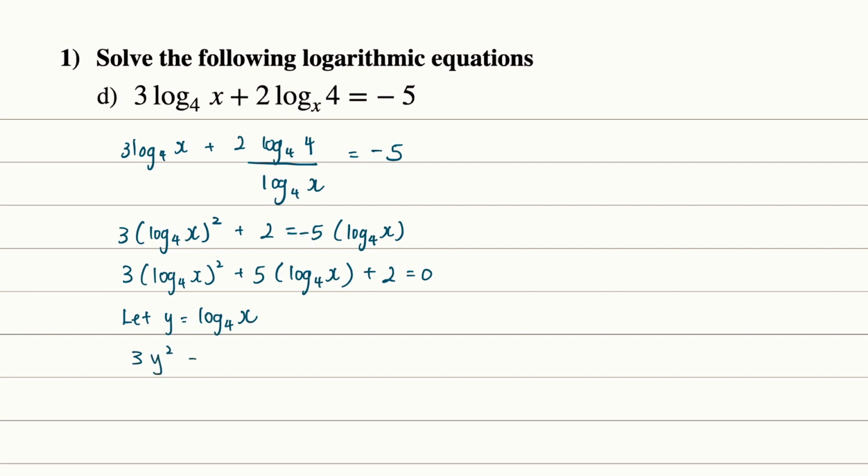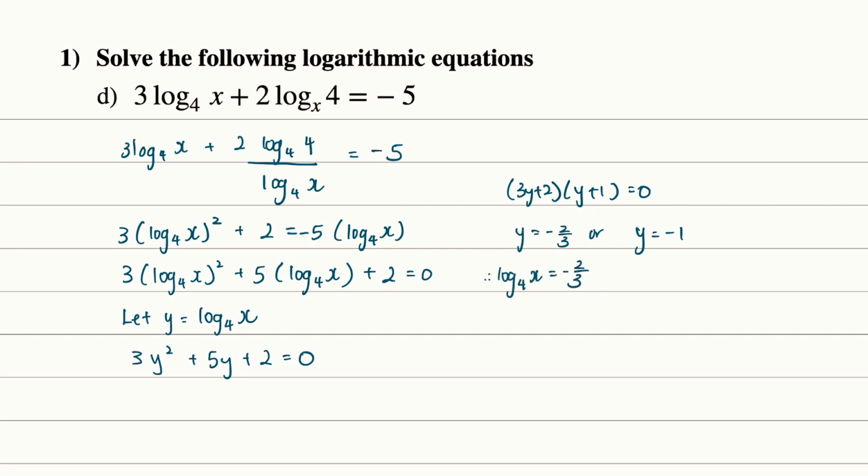So 3y squared plus 5y plus 2 equals 0. Solving this equation by factorizing it first, we have (3y plus 2)(y plus 1) equals 0. y equals minus 2/3 or y equals minus 1. Now don't stop here yet because this is not the final answer. So log to the base 4 of x equals minus 2 over 3. Converting this to an index form, x equals 4 to the power of minus 2/3.